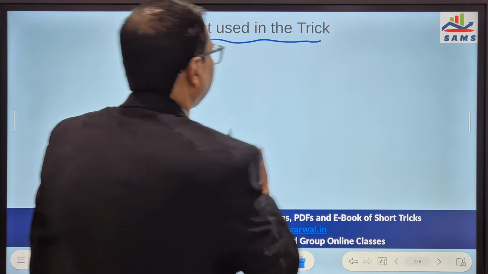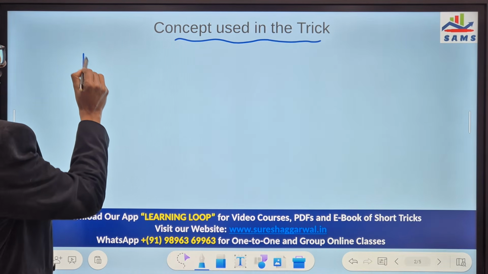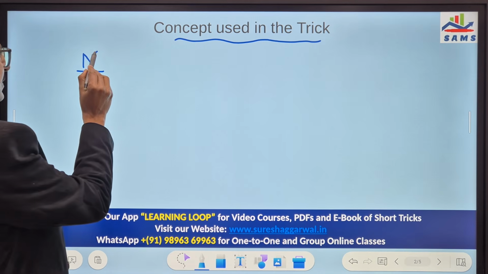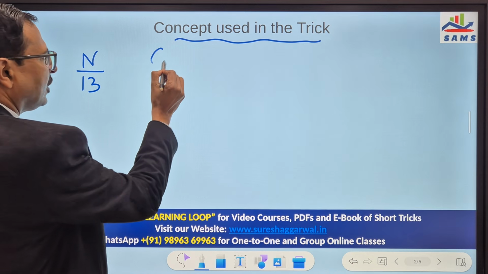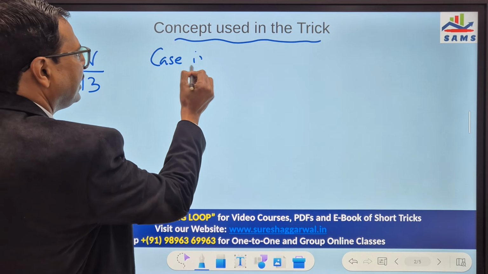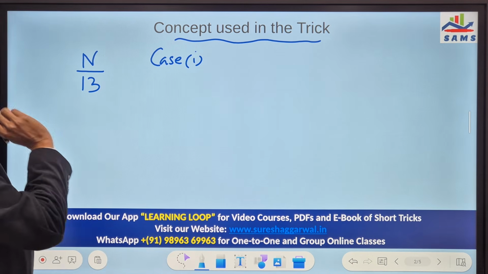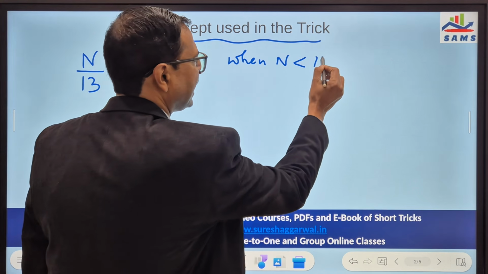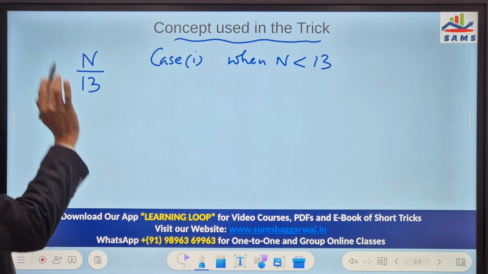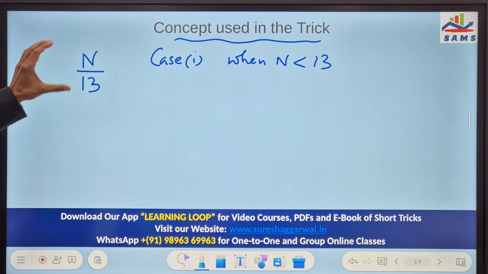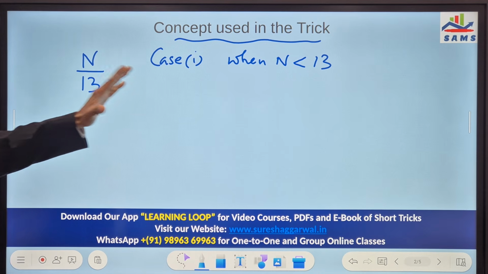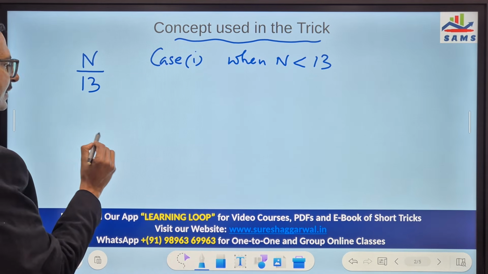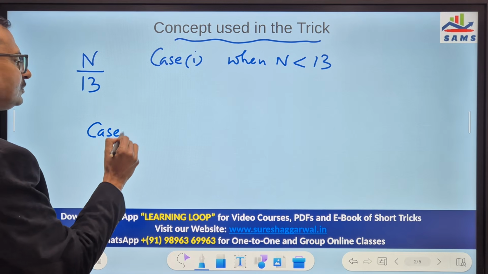So first of all, suppose you have a numerator n and you need to divide that by 13. Let me take it in two cases. Case 1, when n is less than 13. When n is less than 13, that means this is a proper fraction. Now when n is a proper fraction, we need to follow a sequence of steps. I'll tell you the steps, and there is a case 2 also.